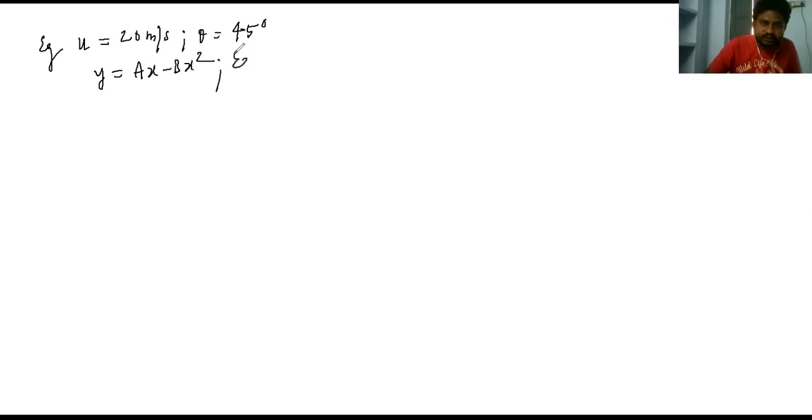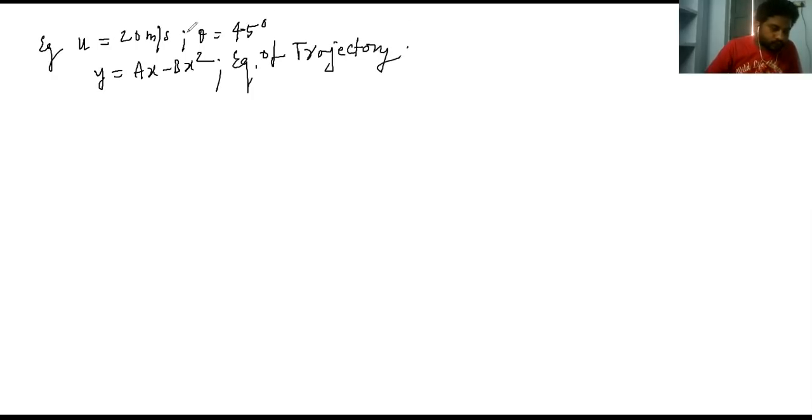An object is projected with a velocity of u is 20 meters per second, making an angle of projection 45 degrees, my dear student, with the horizontal. The equation of the trajectory, they have given y is equal to ax minus bx squared. So what is that? So this is the equation of the trajectory.